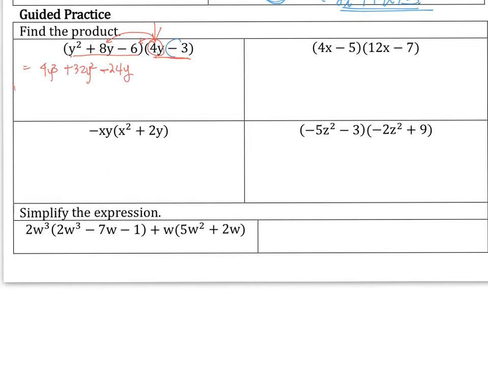And now I'm going to look at negative 3. Negative 3 times y squared gives me negative 3y squared. And then negative 3 times positive 8y gives me negative 24y.